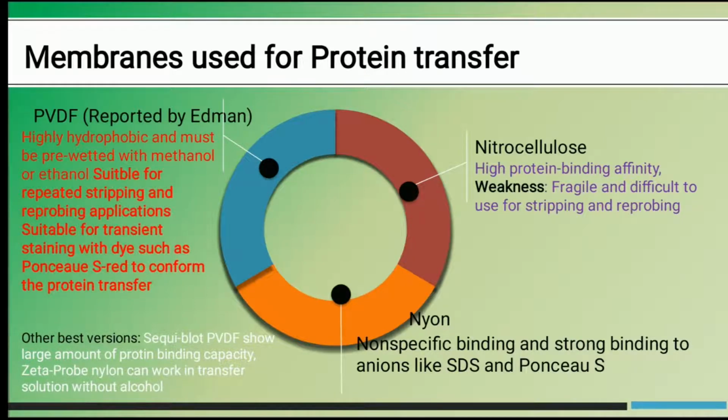Modern advanced membranes such as CQ blot PVDF show the capacity to capture large amounts of proteins, and another membrane called Zeta-Probe nylon can work in transfer solution without the presence of alcohol.